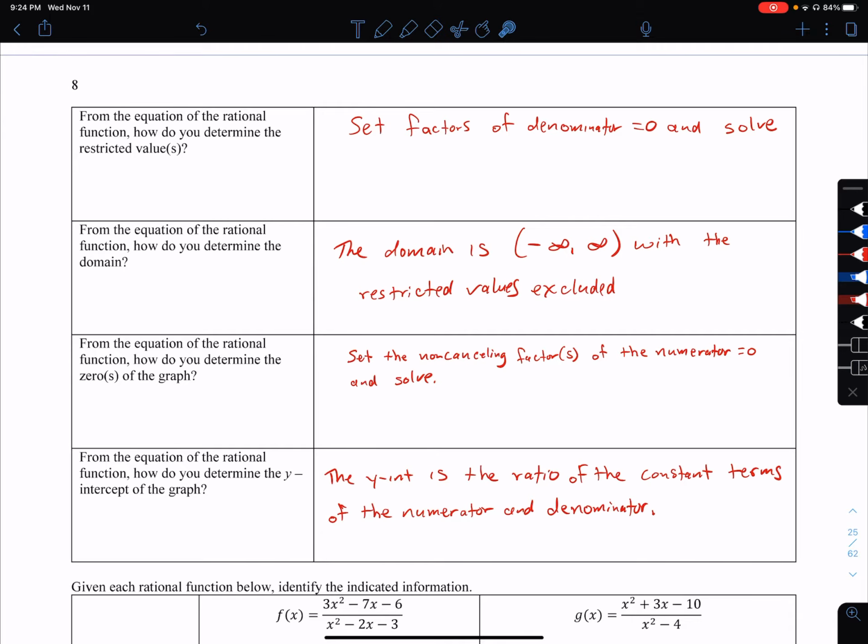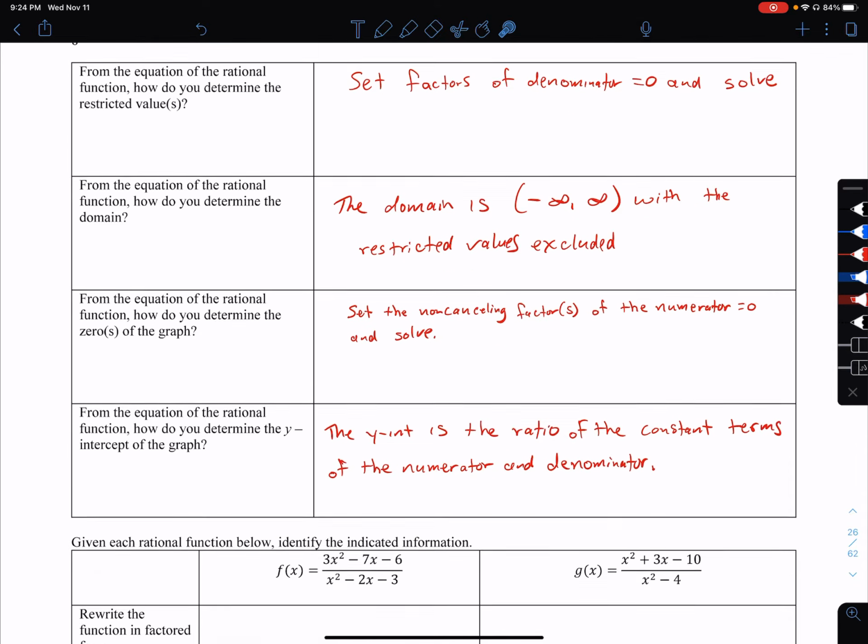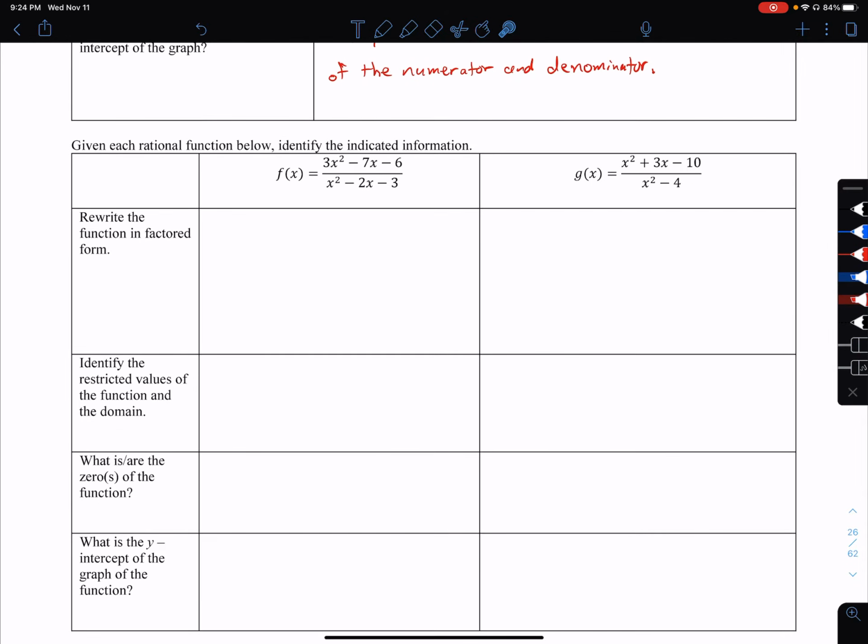Well, the zeros are the non-canceling factors of the numerator that you set equal to 0 and solve. From the equation of the rational function, how do you determine the y-intercept? Well, the y-intercept is the ratio of the constant terms of the numerator and denominator. So notice it doesn't mention anything here about holes or about vertical asymptotes. It's coming in the next section, but I think the more exposure we get to that, the earlier we get to that, the better for your brain. So I'm going to continue to do that.